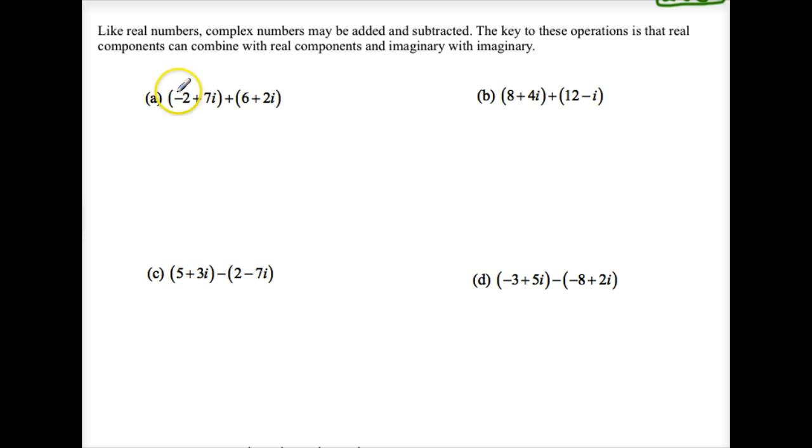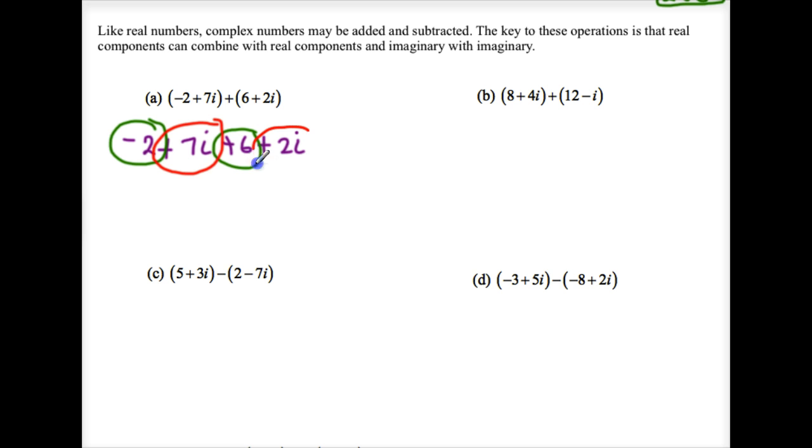When it's addition, this is the easy part. I can just rewrite this without the parentheses, plus 6 plus 2i. Again, I want to group my like terms. I know that -2 and 6 are like terms, and plus 7i and plus 2i are like terms. So -2 plus 6 is 4, and 7i plus 2i is 9i. And that's my final answer. It's just like combining like terms. Remember, like terms have the same exponents. So you just look for your like terms and combine them.